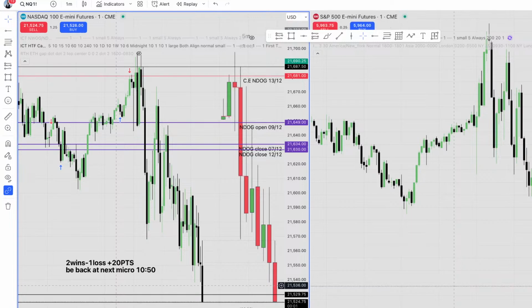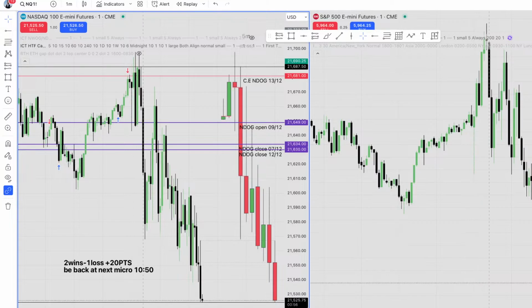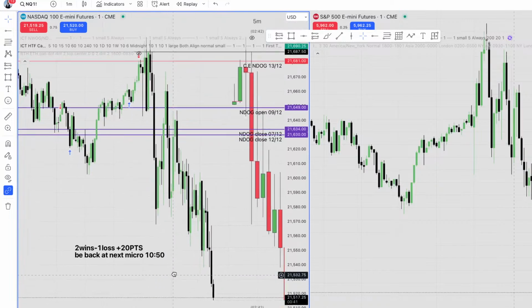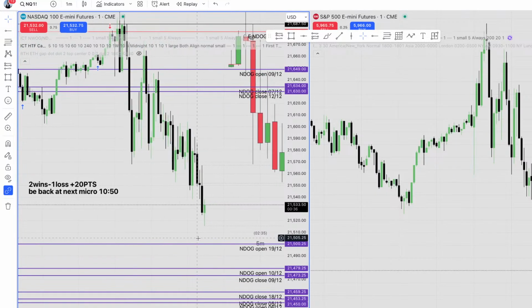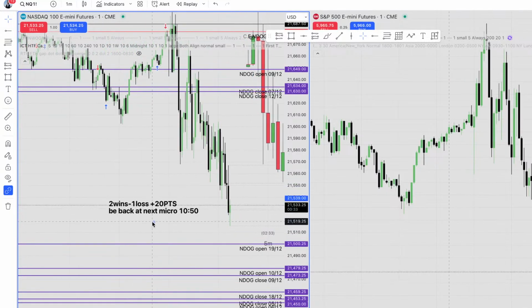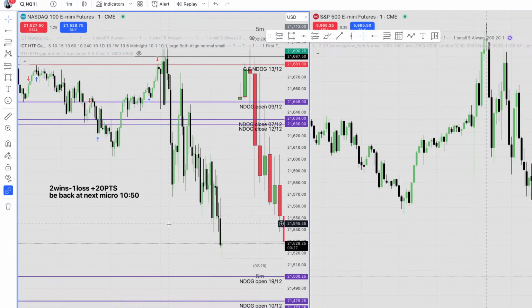Okay, it took all this liquidity. Let's hope in an hour the price will get better and we can find another setup. We still have the AM session, we still have the PM session. We're gonna make another trade today. I'll be back.